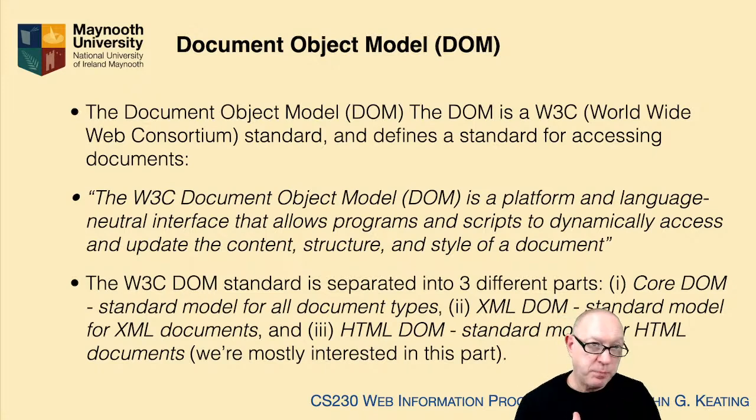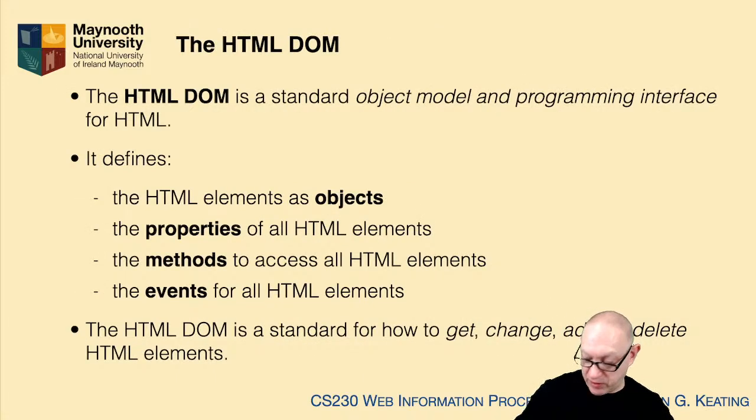There's the core DOM, and that's a standard model. There's the XML DOM, okay, that's the standard for XML, and the HTML DOM, that's a standard model for HTML, and we're mostly interested in that part. Okay, and it's a way that allows you to manipulate and control HTML. So it defines all of the HTML elements as objects, and because they're objects, as you know from your Java programming, for example, then they have properties and methods, and they also have events. So it's a standard way to get, change, add, and delete HTML elements in it.